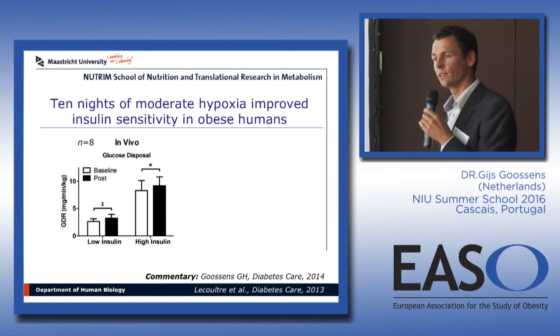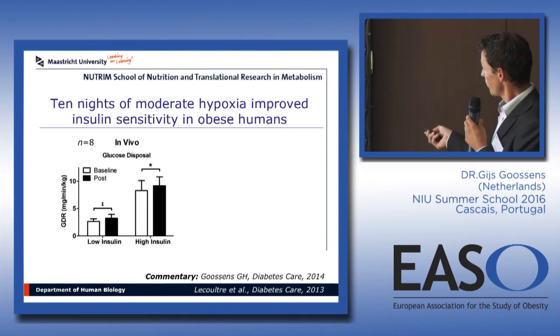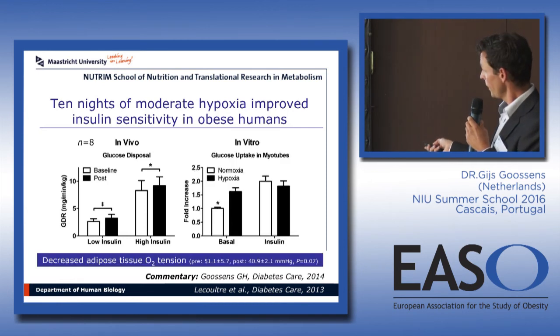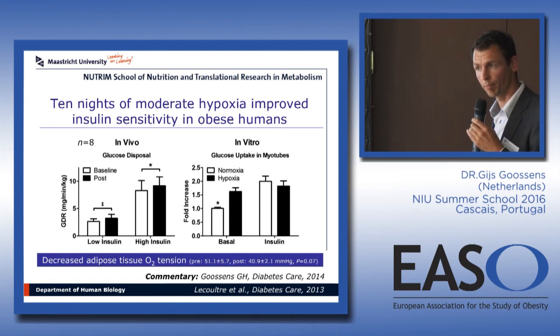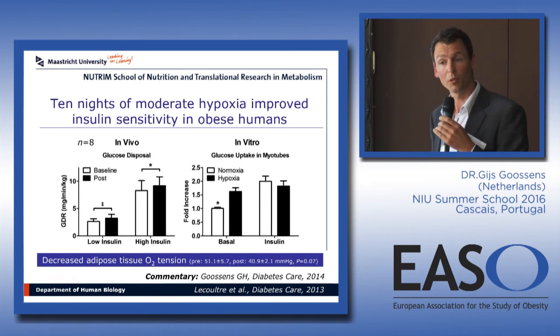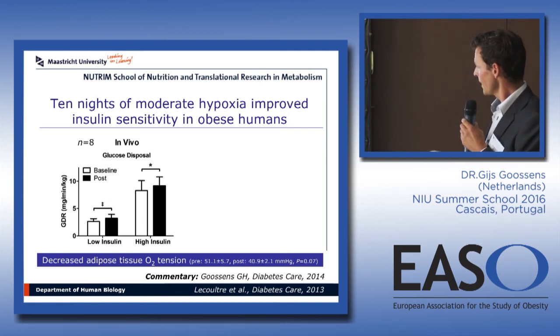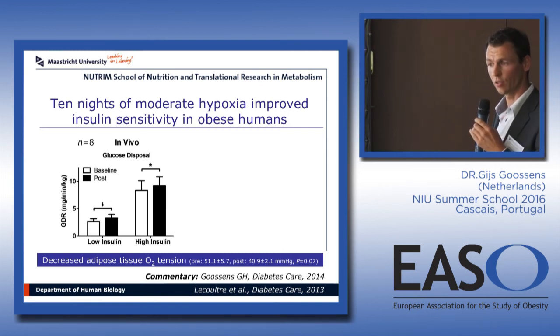They also collected skeletal muscle biopsies to do some cell culture work, and they exposed myotubes to hypoxia. There they found that hypoxia exposure significantly increased basal but not insulin-stimulated glucose uptake. An interesting finding, which they did not really comment upon in their paper, was that adipose tissue oxygen tension tended to be reduced after this intervention.